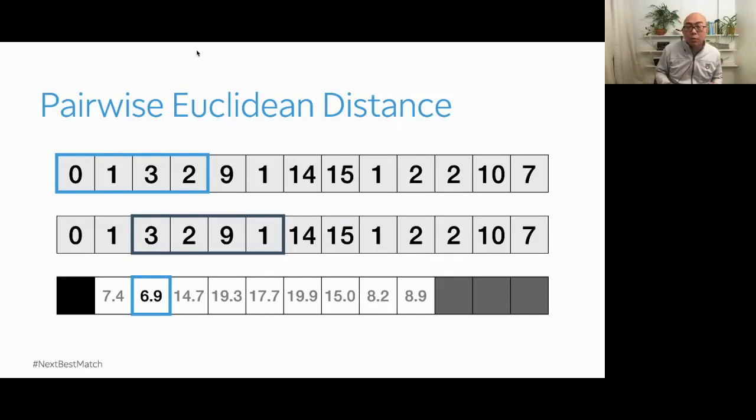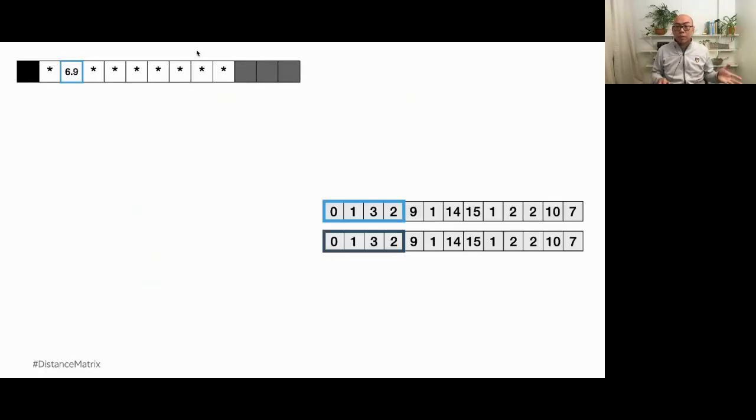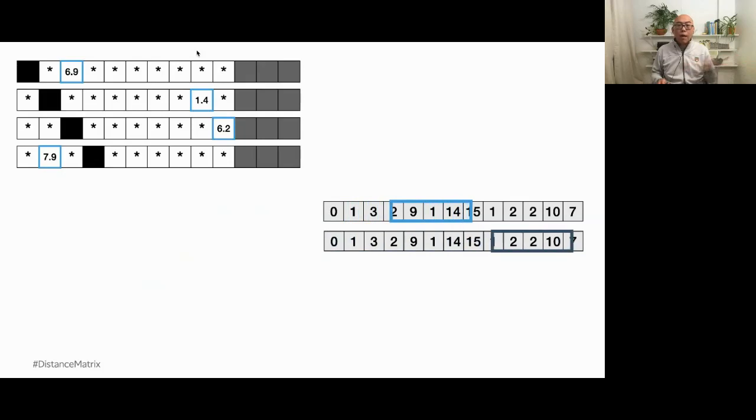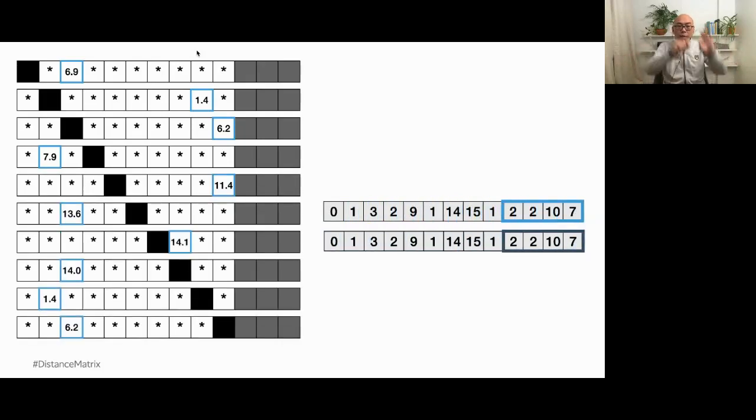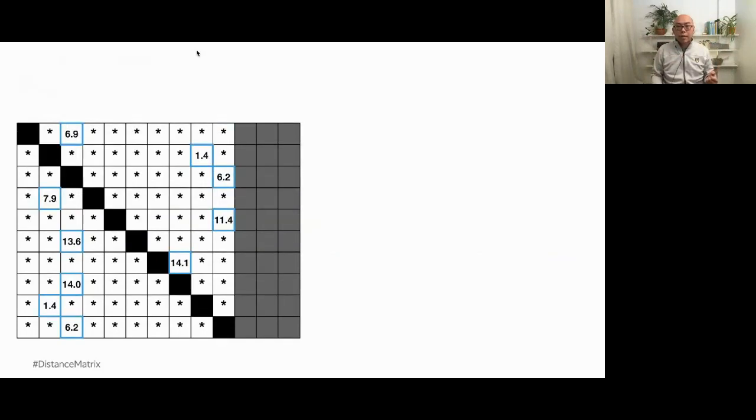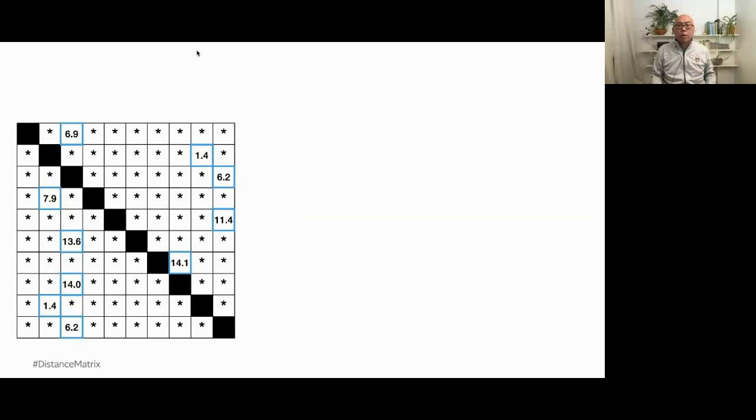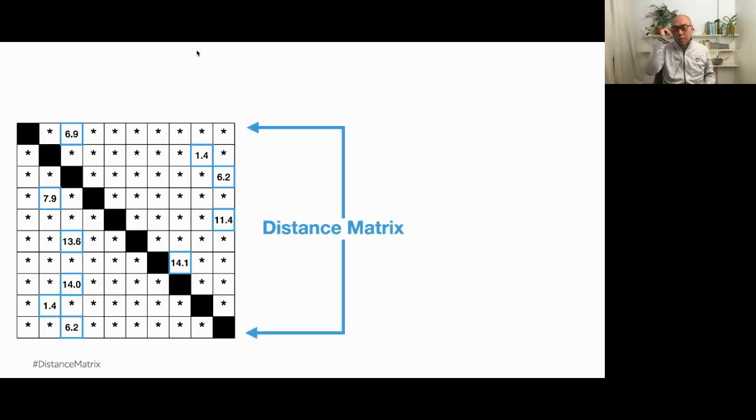And now we can actually repeat this not only for this single light blue subsequence, but we can slide that light blue subsequence across as well and compare all possible subsequences with all other subsequences along the time series, computing all of these distance profiles along the way. And if we stack these distance profiles together, remove the unimportant parts, then what we end up with is a pairwise distance matrix.